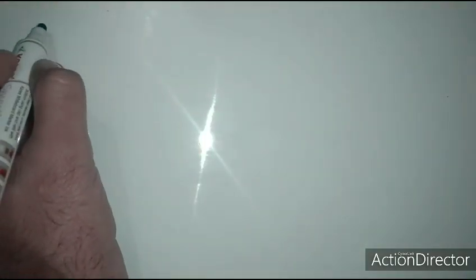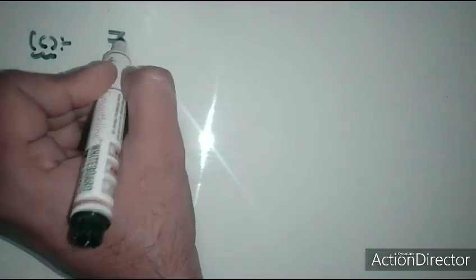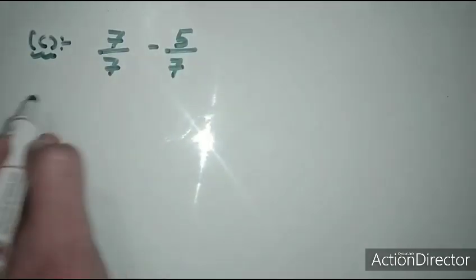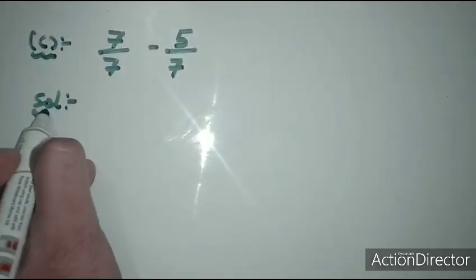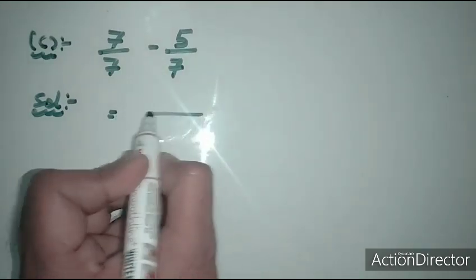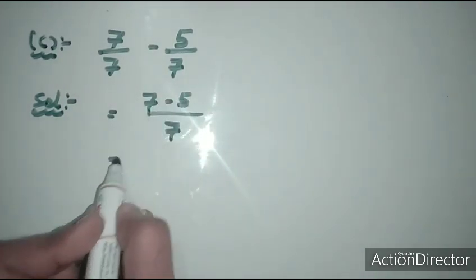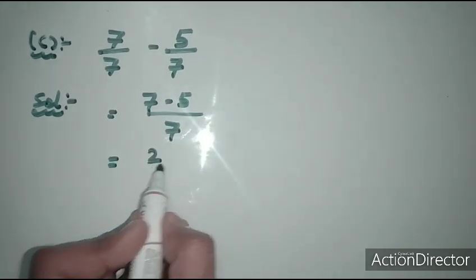And after that, we solve the C part of this question: 7 upon 7 minus 5 upon 7. Here we take 7 as the common denominator, and then we subtract 7 minus 5. 7 minus 5 is 2, so the answer is 2 upon 7.